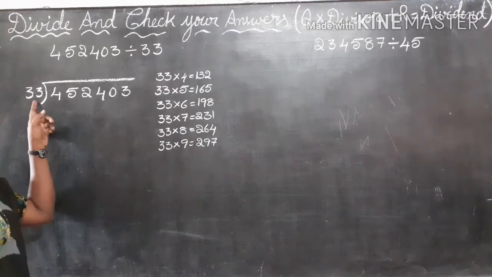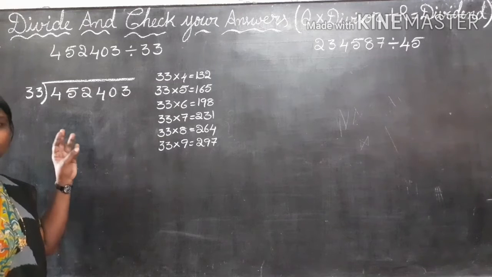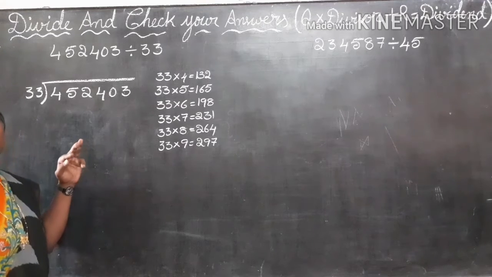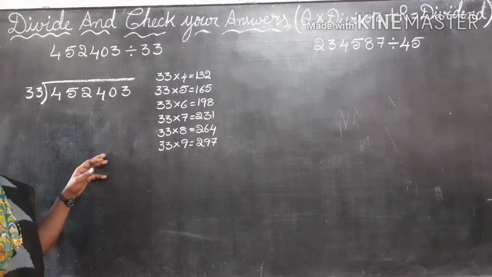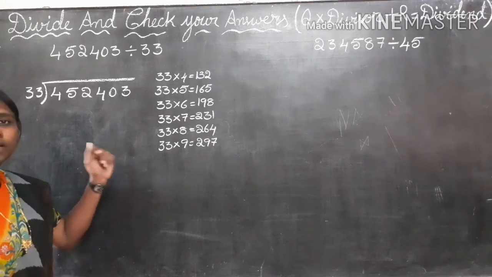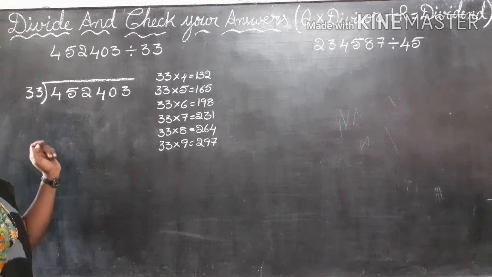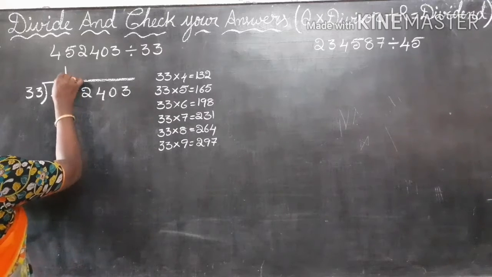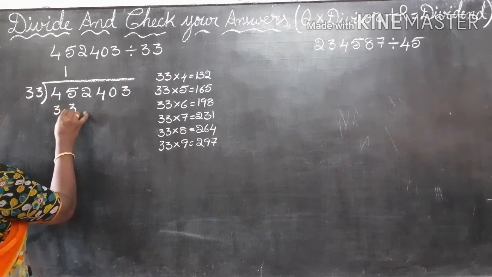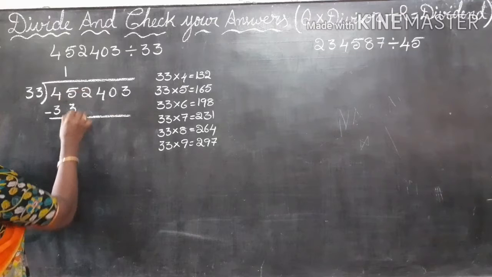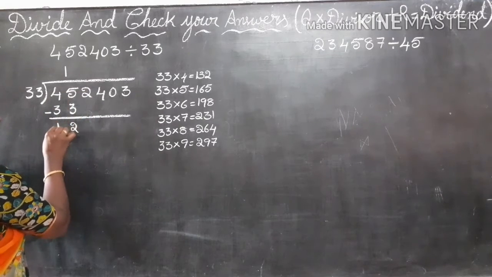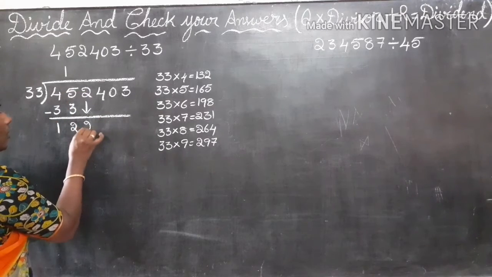Here 45, where will it come in the 33 table? 33 ones are 33, 33 twos are 66, but 66 is more than 45. So we have to take 33 ones, 33. 5 minus 3, 2. 4 minus 3, 1. Next here 122.